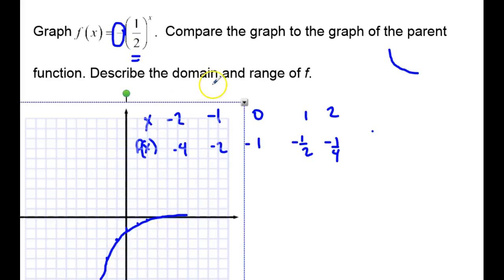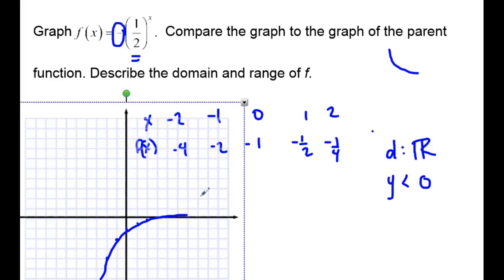Okay, so now let's look at the domain and range of f. I see that my domain, again, is all real numbers. And my range here is always y, but I see that y is down below the x-axis, so y is less than 0. Now we're going to compare this graph to our parent function as well. This is just a reflection over the x-axis.